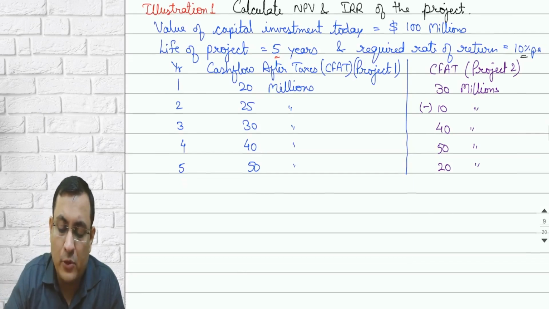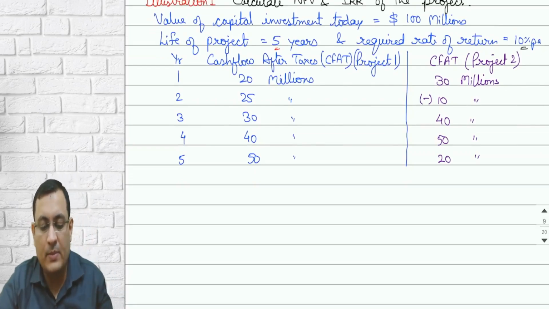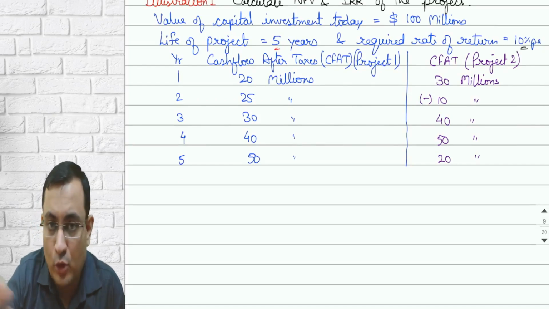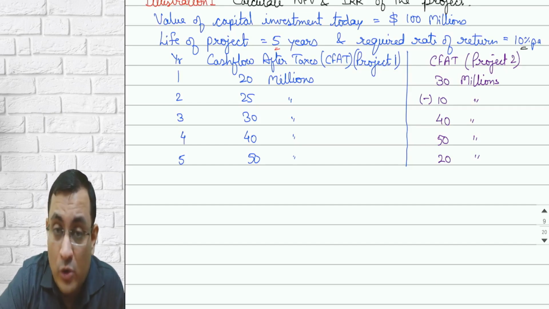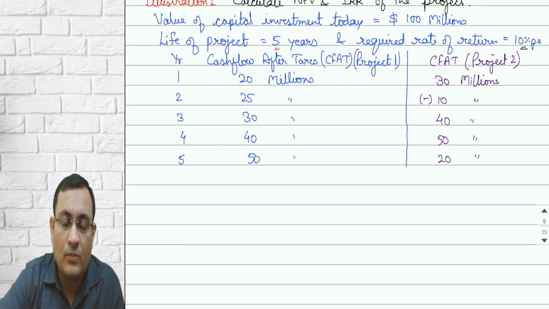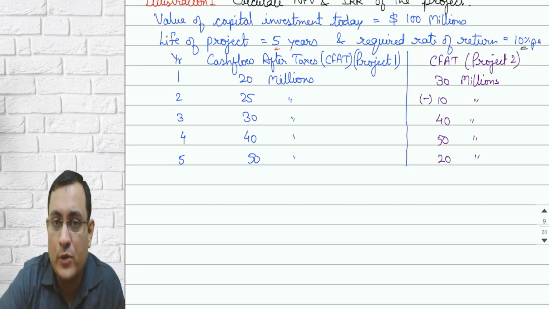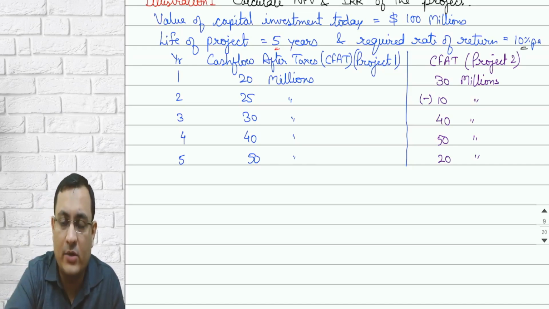There are two projects, project 1 and project 2, and you can select only one. The best part is, if both projects are independent, then you can select both projects if they are positive NPV generating projects. But if it is a mutually exclusive situation, that means you cannot select both projects together. You have to select only one, even though both are profitable. So let's go for the first calculation of NPV.